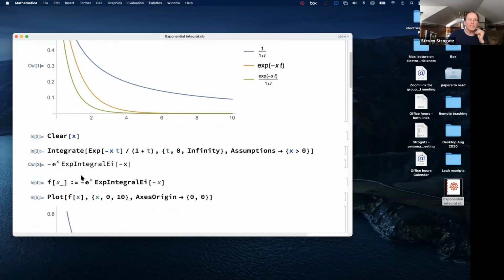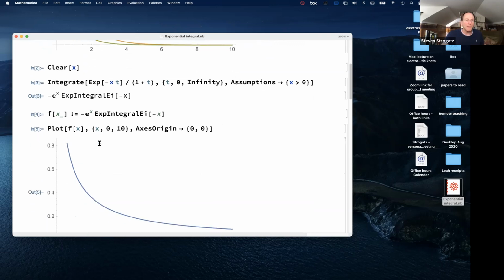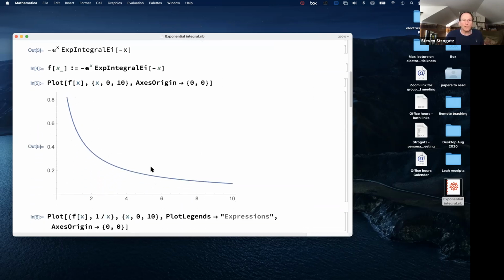So I asked Mathematica to integrate the expression that we've been studying, e to the minus xt over 1 plus t, integrated over the whole positive real line from 0 to infinity. I gave it the assumption that x was greater than 0 so that the integral converges. And it tells me, as Mathematica is able to do, exactly what special function this integral is. It's negative e to the x times something called the exponential integral Ei function, E for exponential, I for integral, of negative x. Now, I don't know much about that function, so I just define f of x to be this thing and ask Mathematica to plot it. And you see it's some decreasing function of x.